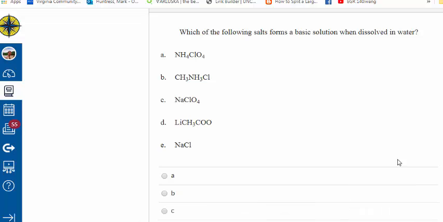Okay, so I devised a plan to approach this. If it's going to form a basic solution, that means the anion is going to be basic. The cation is not usually going to have basic properties. So we want an anion that has significant basic strength, which means its conjugate acid should be weak. Because remember, the weaker the conjugate acid, the stronger the conjugate base.